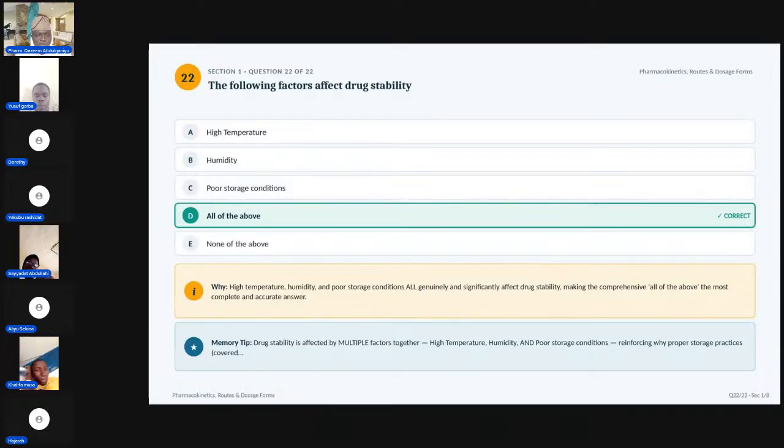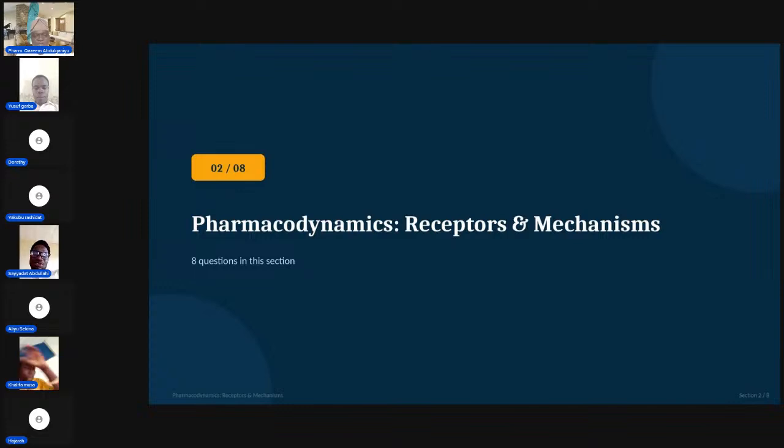Poor storage condition could also mean that you are storing it in the sun, or not in the fridge when it's supposed to be in a fridge, and the rest like that. So it means that all of them are actually factors that affect drug stability. Are we together now? All of them are factors that affect drug stability, and this is just the basic. So we're done with the pharmacokinetics question.